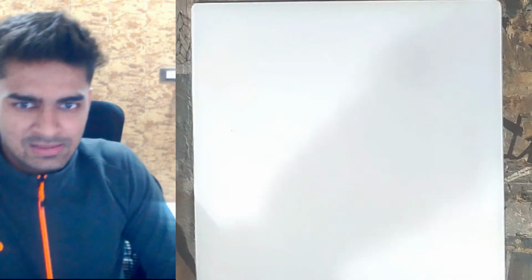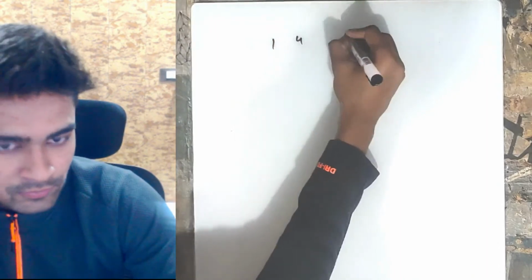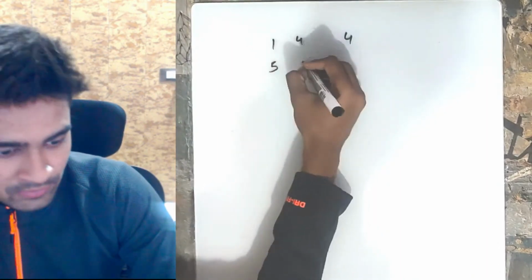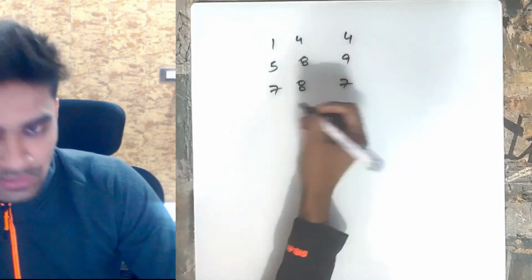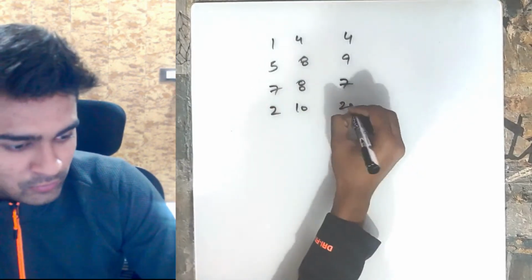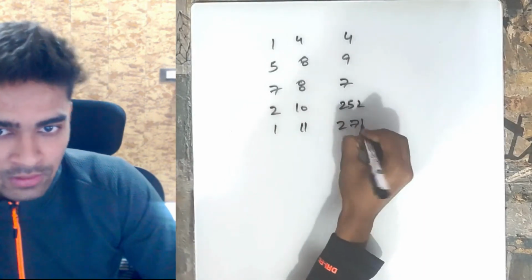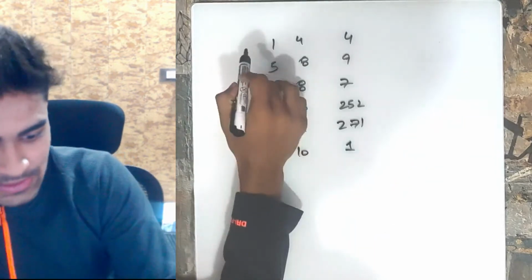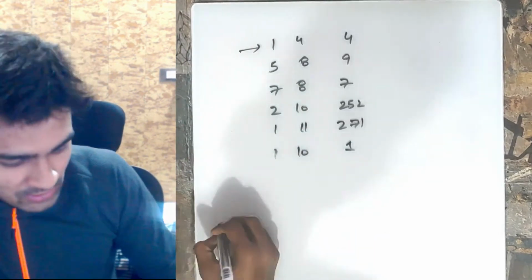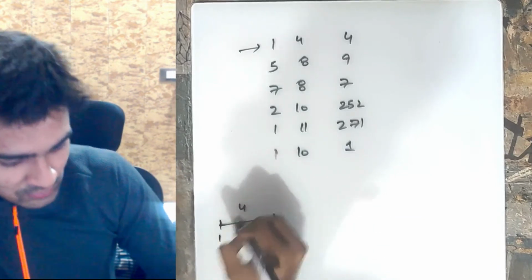So the second test case, let's take the last one, which is I think a little better. So we have 1 4 for 4, 5 8 for 9, 7 8 for 7, 2 10 for 252, 1 11 for 271, and 1 10 for 1. Okay, all right. Let's say we had the very first interval only. So we have an interval from 1 to 4, and the cost of this is 4.